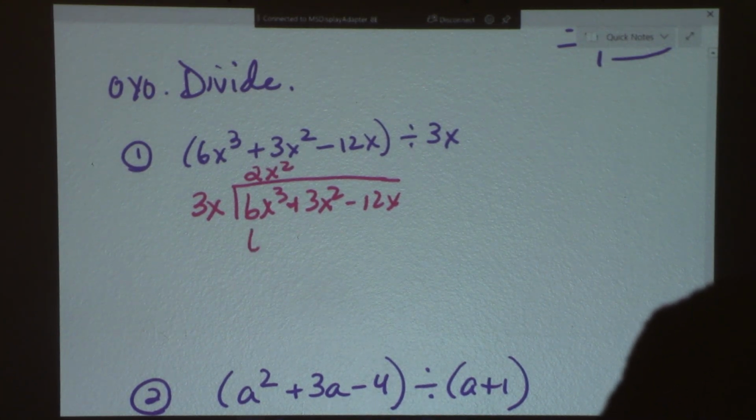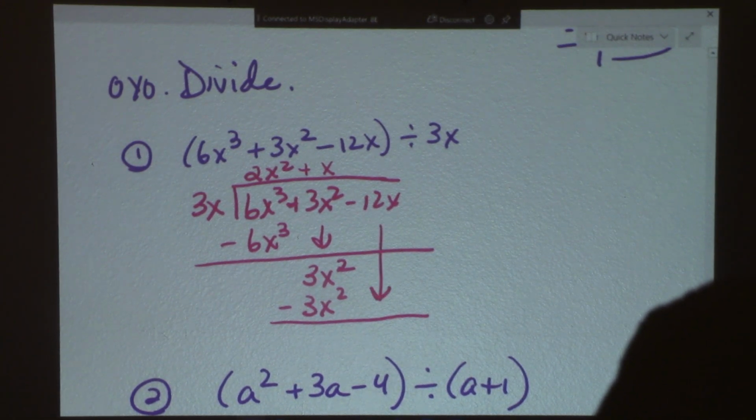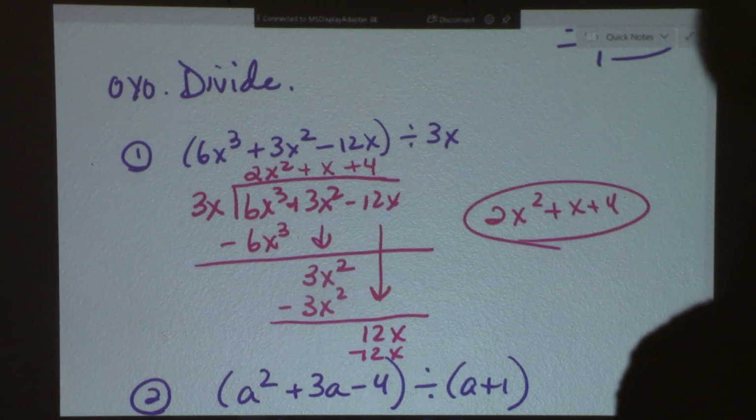So when I multiply those, I actually get 6x cubed, and I'm going to subtract. Those cancel out, and I get 3x squared. I bring that down. So what do I multiply 3x by to get 3x squared? I multiply by x. So I'm going to write x there, and 3x squared goes here. Change the sign. Again, that goes in perfectly. And then I'm going to bring down 12x, and I multiply 3x times 4 to get 12x, and I subtract, and that's my perfect answer. It goes in exactly. Okay?